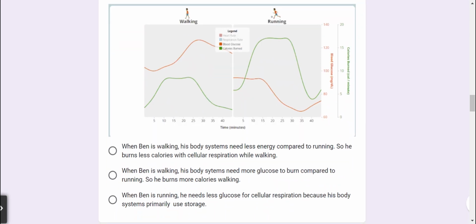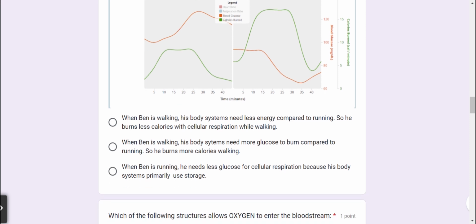When Ben is walking, his body systems need less energy compared to running, so he burns fewer calories with cellular respiration while walking. When Ben is walking, his body systems need more glucose to burn compared to running, so he burns more calories walking. When Ben is running, he needs less glucose for cellular respiration because his body systems primarily use storage.